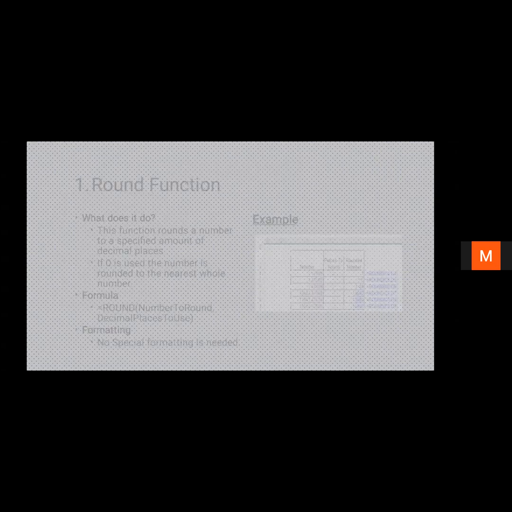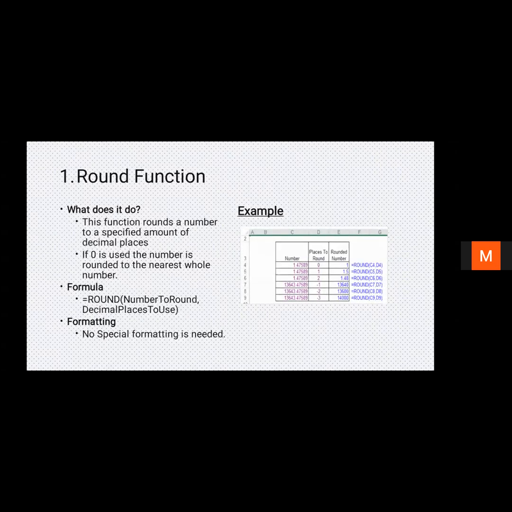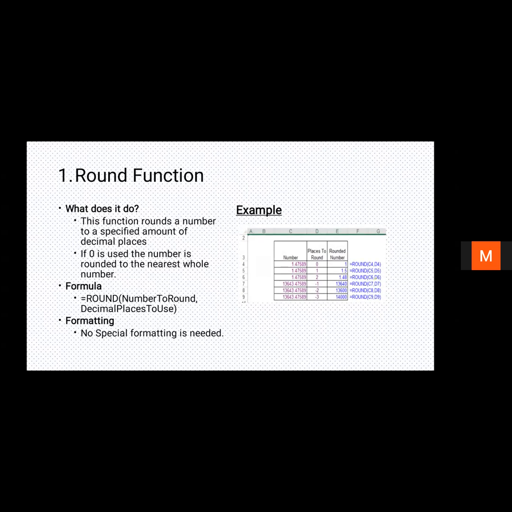The first is the ROUND function. What does it do? The function rounds a number to a specified amount of decimal places. If 0 is used, the number is rounded to the nearest whole number. Formula: =ROUND(number to round, decimal places to use).